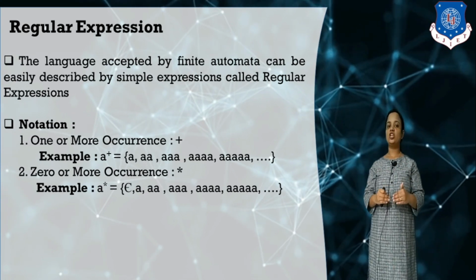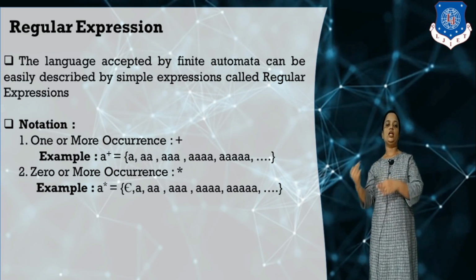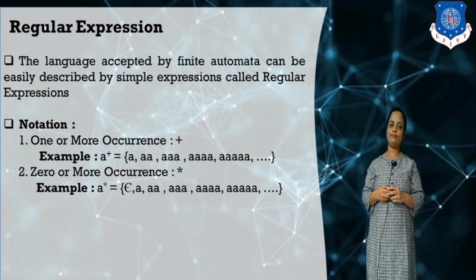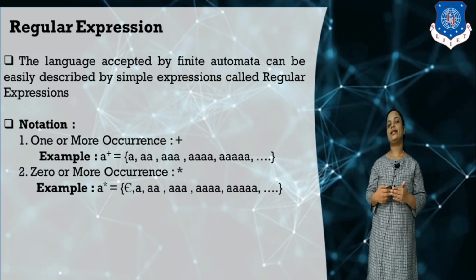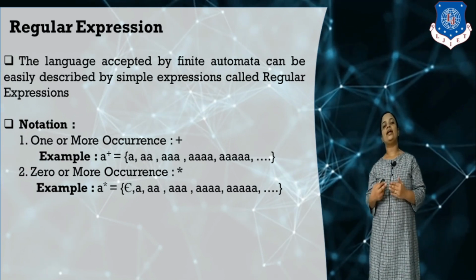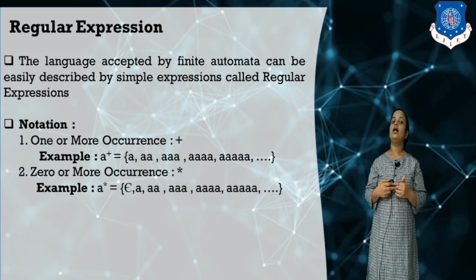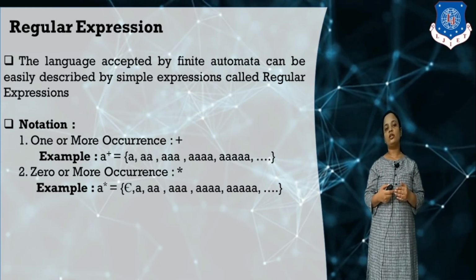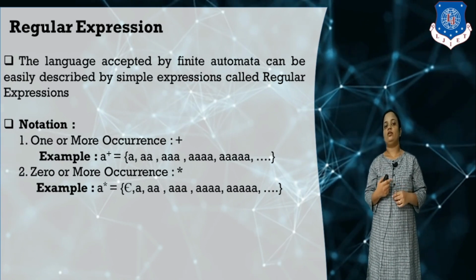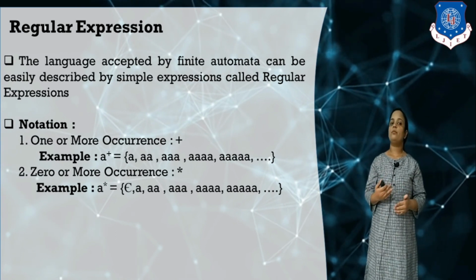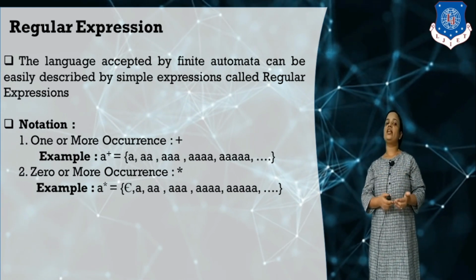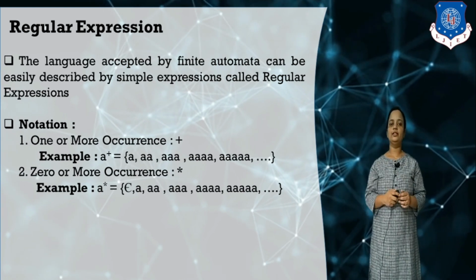So a raised to 0, a raised to 1, a raised to 2, a raised to 3, a raised to 4, likewise. A raised to 0 means the string which has length 0. It represents the empty string, which we can denote by two symbols. Either you can use the epsilon symbol or the caret symbol, any symbol you can use, but it defines the empty string. Always remember this thing.